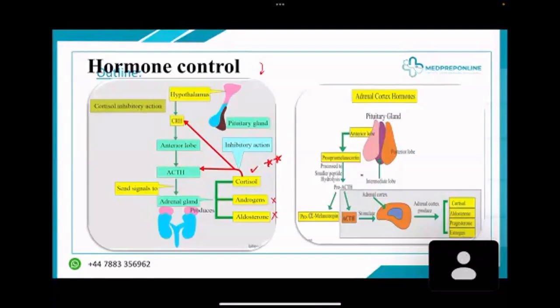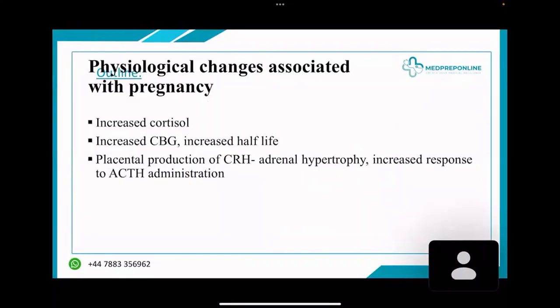Now, in the other diagram, it's the same thing. It's just been broken down. The secretion of ACTH is not as simple. It's first secreted as pro-opiomelanocortin, which is POMC, which is again processed. It undergoes cleavage and hydrolysis to form pro-alpha melanotropin as well as ACTH. This ACTH in turn will stimulate the cortex and produce the respective hormones.